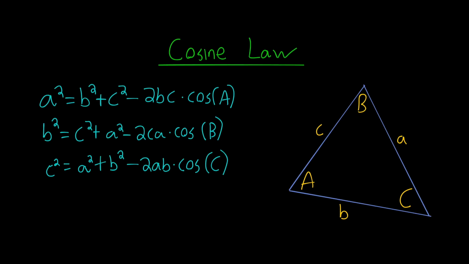This law, the cosine law, is a complement to sine law, as in you're going to use it in very similar situations. Really, what you want to do is you have two sides and an angle that you know, and then you want to solve for a third side, or you know three sides, but you don't know any of the angles, and so you want to solve for an angle. So there are situations where you can use cosine law that you can't use sine law.